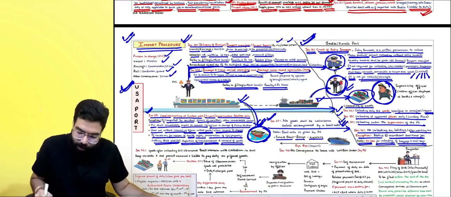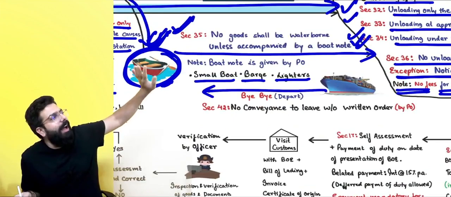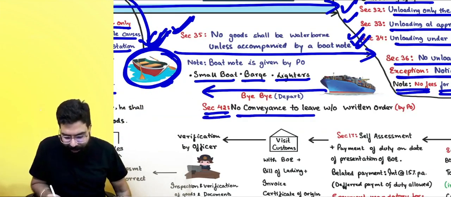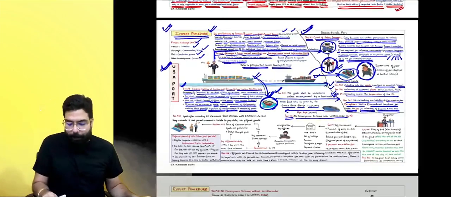Okay sir, once the unloading is done, the ship's master will tell the officer, sir, I am going, and the officer will give him a departure order and he will leave. No conveyance is to leave without a departure order from the proper officer.